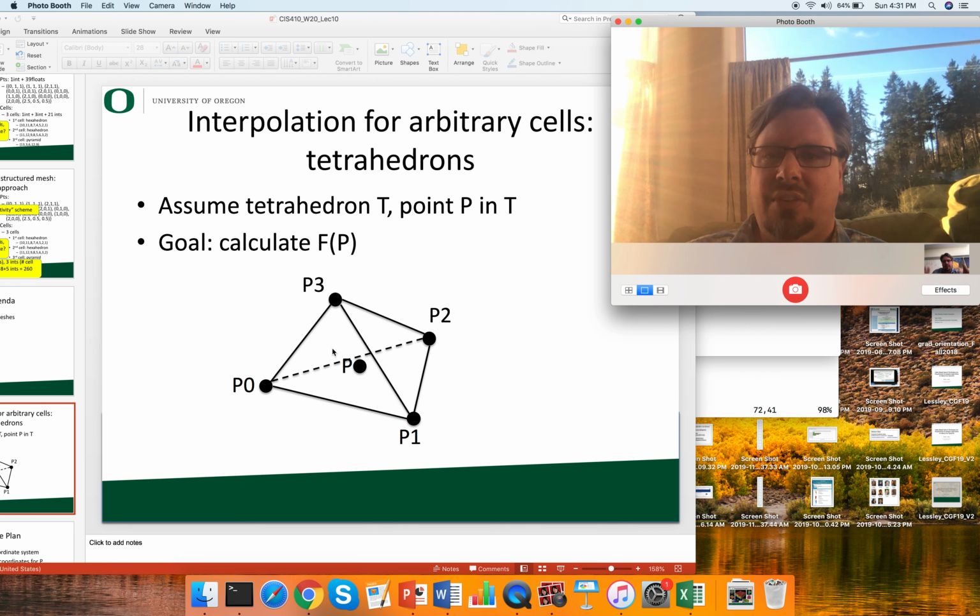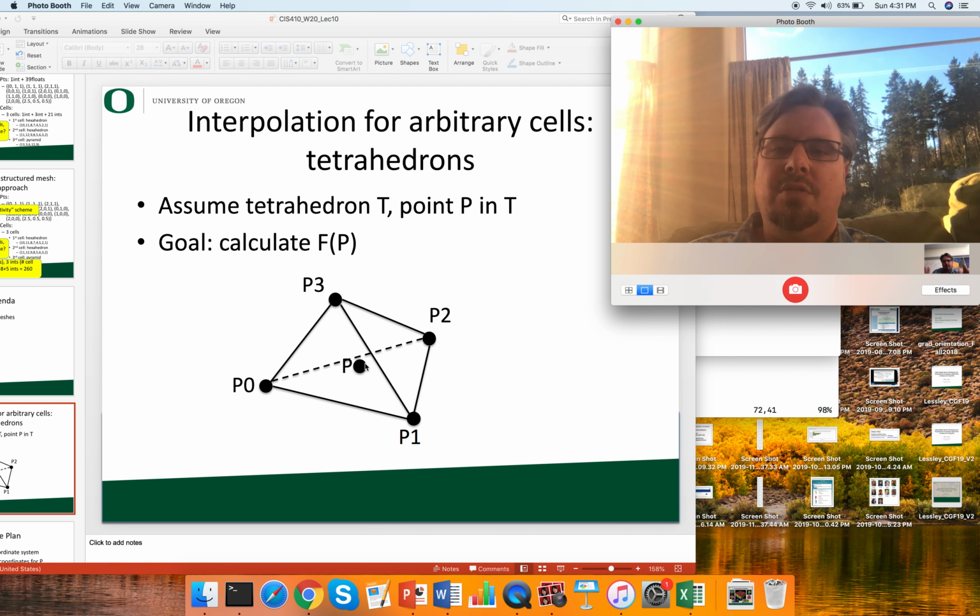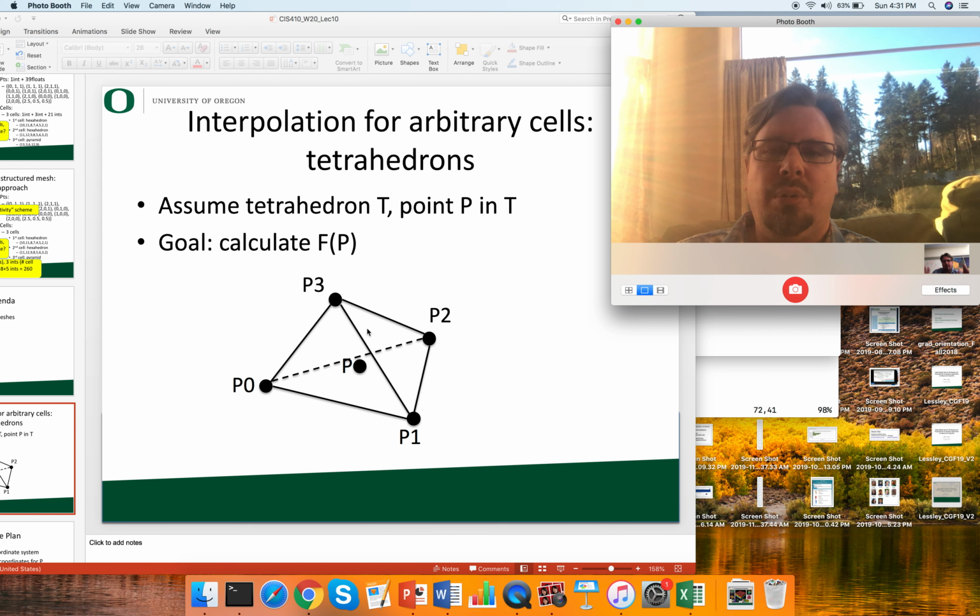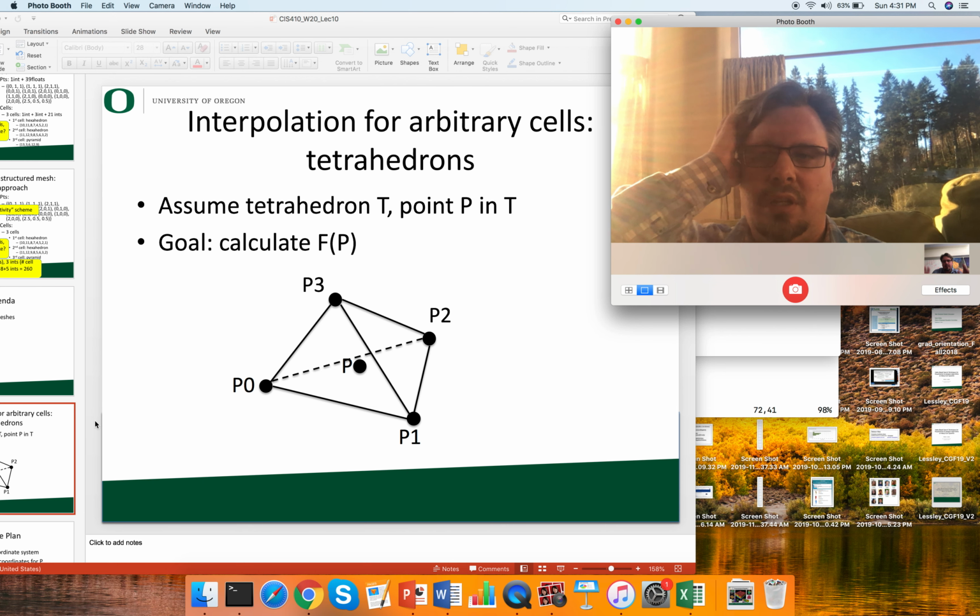P is supposed to be inside the tetrahedron, and the question I'm asking is, if I know the value at P0, so I know F of P0 for some field, temperature, pressure, density, and I know the value at P1 and P2 and P3, so I have F of P0, F of P1, F of P2, F of P3, and I know the location of P, what's the value at that point? Of course, we've been doing this before with linear interpolation, then bilinear interpolation and then trilinear interpolation, but it's not as clear how to do that for a tetrahedron.